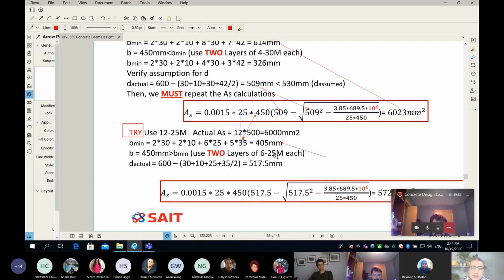So I need 405, okay? And so my width is 450, which means it's more than 405. And guess what? Yes, I can use 2 layers of 6 25M. And what happened here is, do you think my actual G will still be the same? I got my actual G before as 509. It should stay the same because it's still symmetrical and in the center, right?